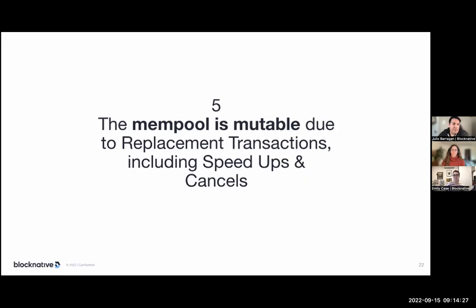Number 5, so we talked about how blockchains are immutable. Well, the mempool is the opposite, right? The mempool is totally mutable. Any pending transactions in the mempool can be replaced with replacement transactions. These are most often things like speed ups and cancels, but there are other replacement types. And so any transaction that's in the mempool can actually be overwritten by the originating wallet at any moment.